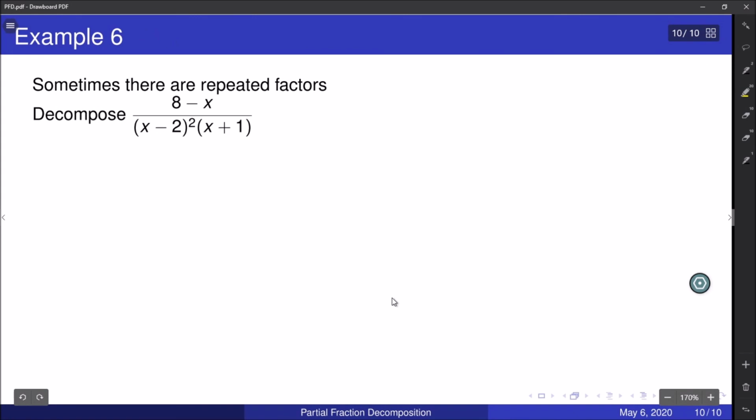Let's look at the one with the repeated factors. One thing about repeated factors is that you have to consider both the factor on its own and when it's repeated. So we should have a over x minus 2, but you have to also consider the repeated part as well. And then plus c over x plus 1.